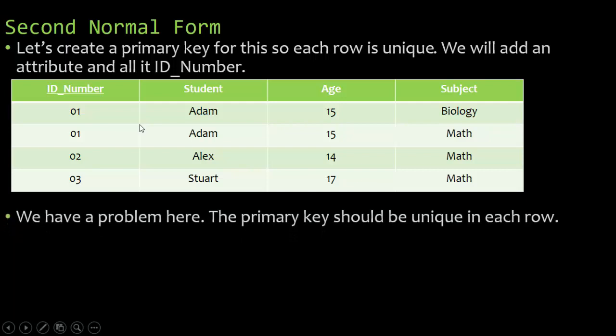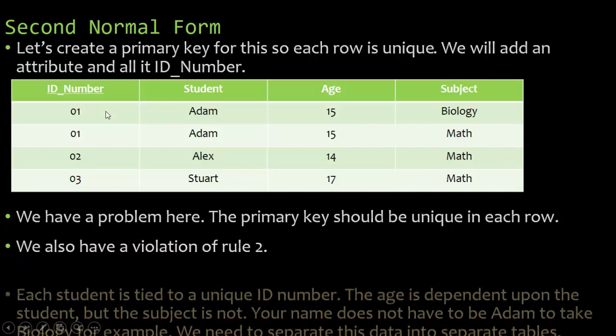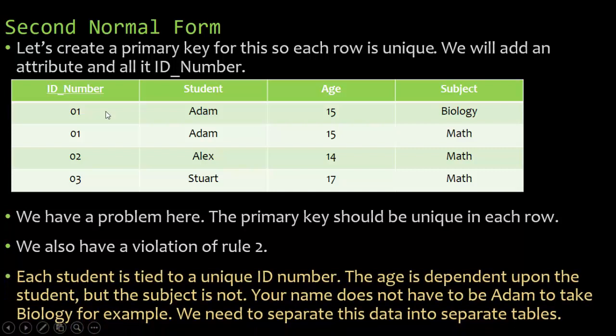So we have a problem here. The primary key should be unique in each row. It is not. We're still in first normal form. We also have a violation of Rule 2. Each student is tied to a unique ID number. So the age is dependent upon the student, but the subject has nothing to do with the student.